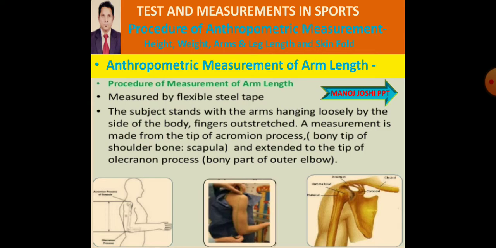So this way, in the picture we can see we are measuring. In the first picture we can see both horizontal lines. This is showing from where we are measuring. And in the second picture again we can see how we are measuring, from the bony part of the shoulder, the scapula, and then the bony part of the outer elbow. So this is the procedure of measuring the arm length.